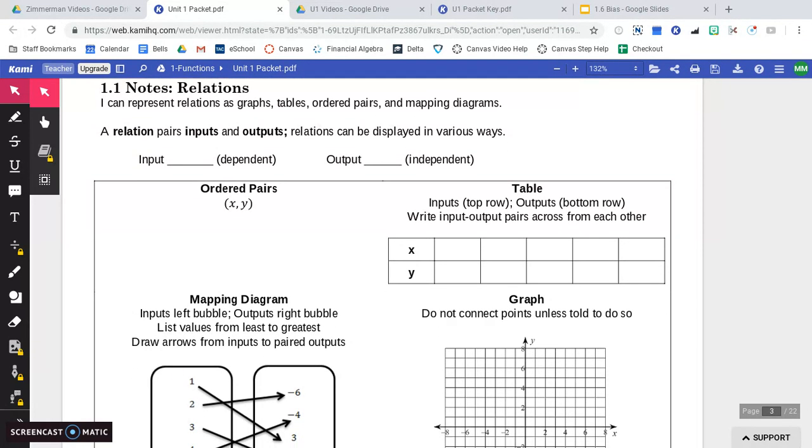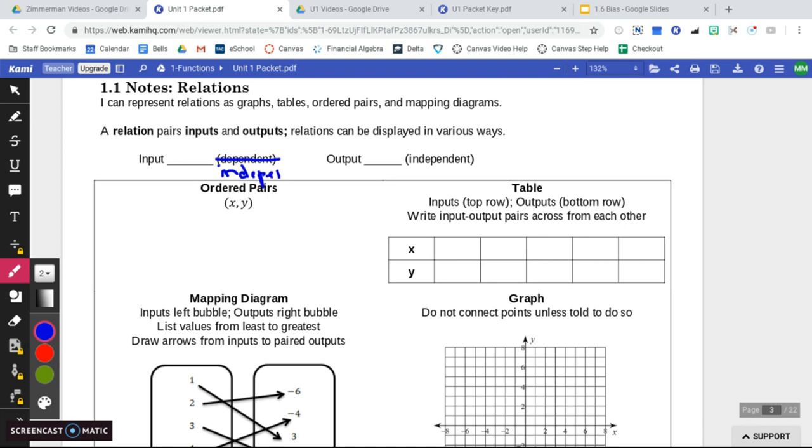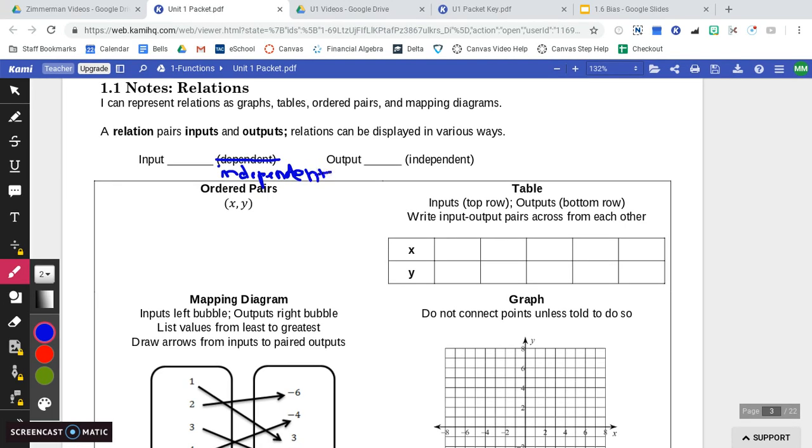So if we look at 1.1 notes, we're talking about what are relations in math. And with that, we're going to be able to represent relations as graphs, tables, ordered pairs, and mapping diagrams. So relations pair inputs and outputs and can be displayed in various ways. We do have an error here in the notes I'm going to ask you to fix right away. The input is known as the independent variable. So we had these backwards. And the output is known as the dependent variable. So make sure you do have that, that's important.